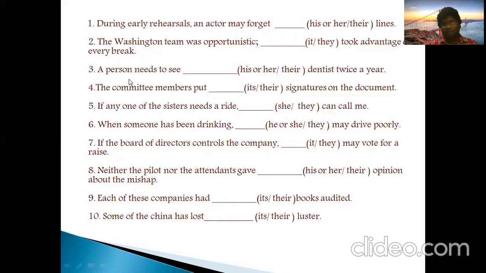Next, moving on to the third one. Just check it out. A person needs to see dash dentist twice a year.